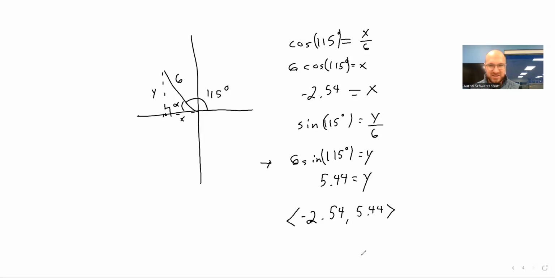The magnitude of that is 6. The angle is 115 degrees. That's example 5. We can do the reverse where we find the magnitude and direction given a couple vectors.